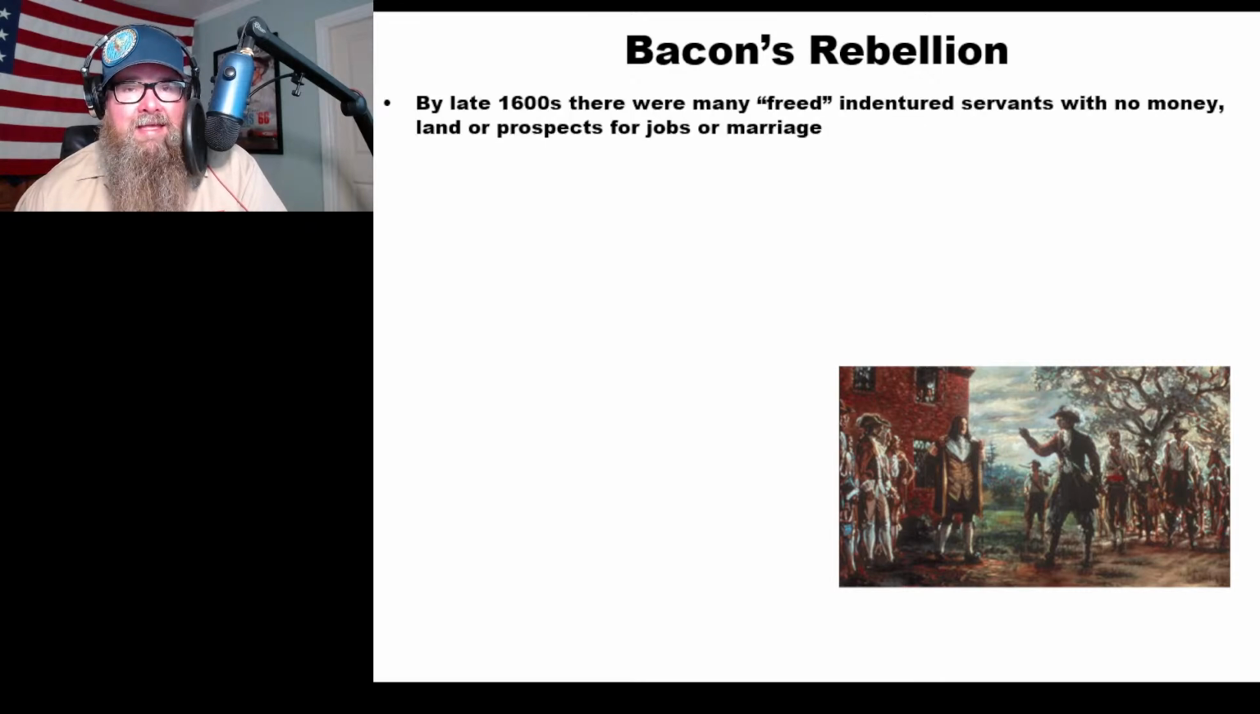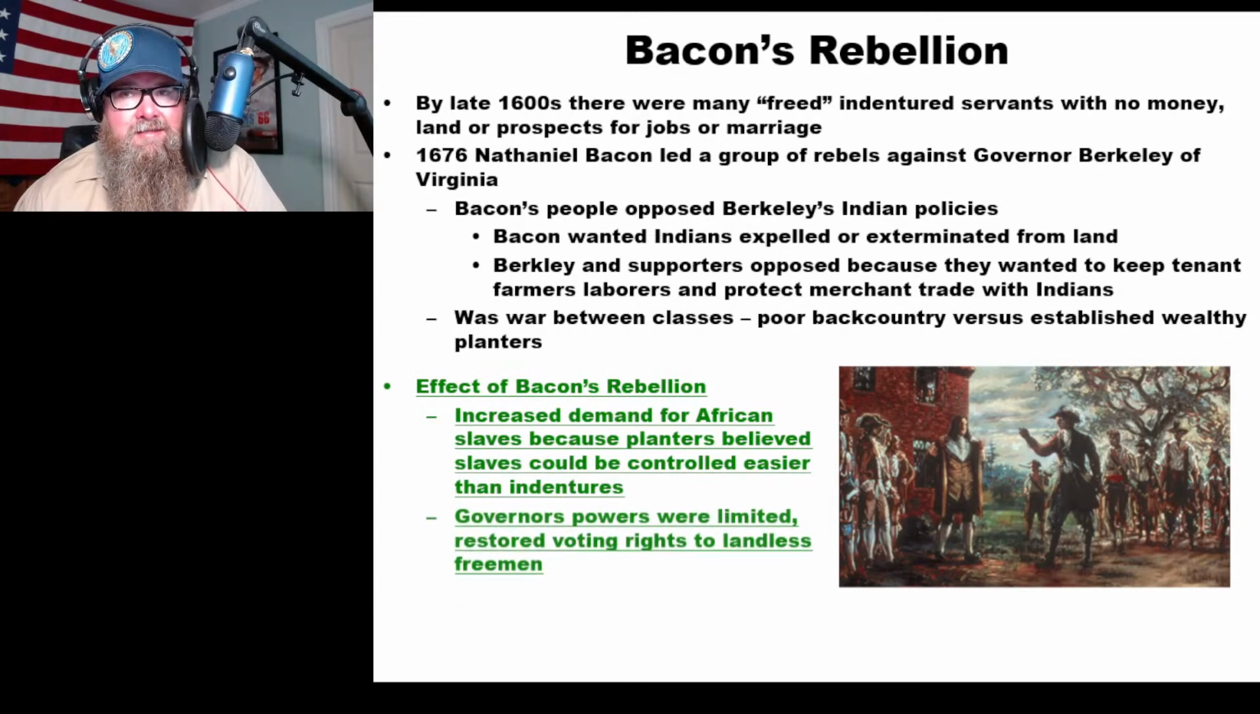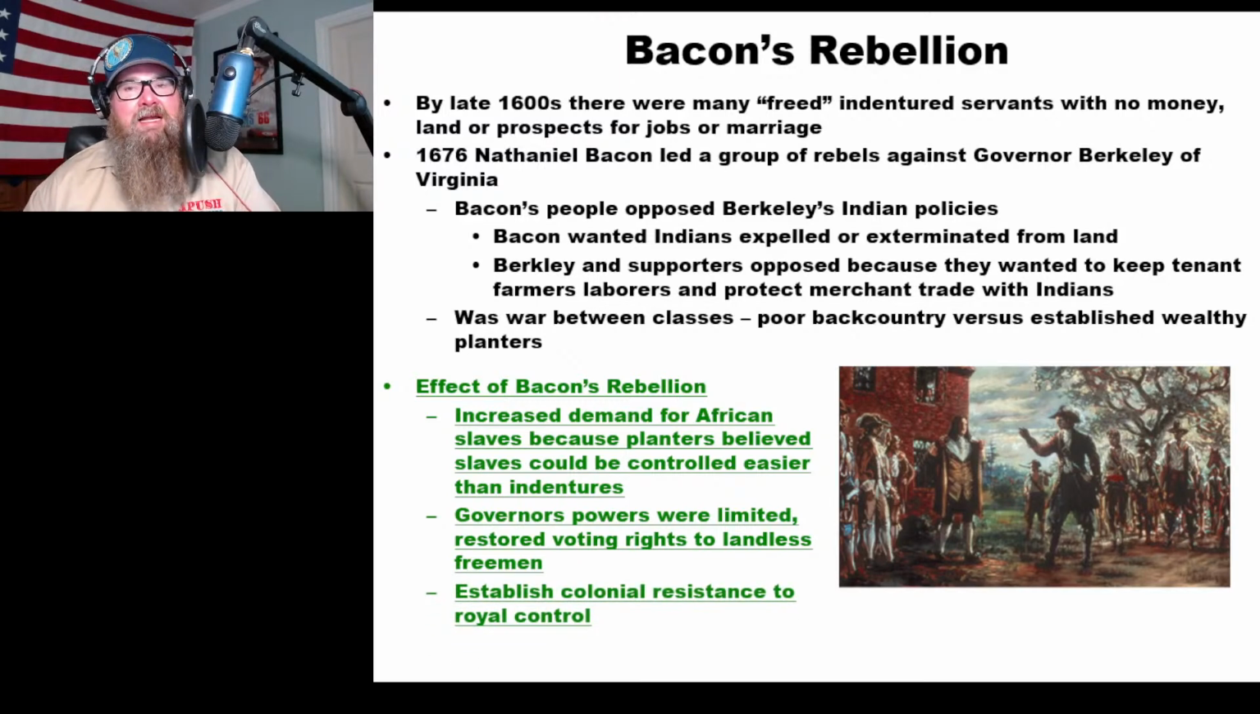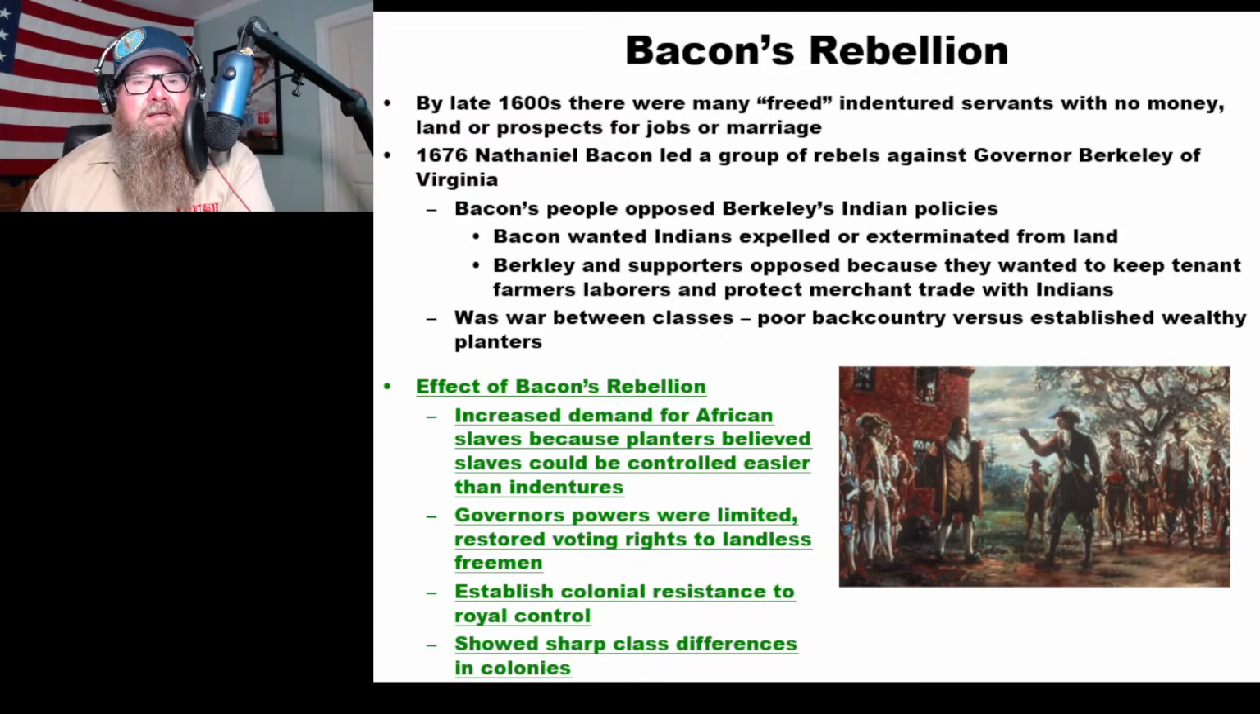This is Nathaniel Bacon, who was an indentured servant. Okay? And what he decided to do was, because the governor of Jamestown was preferring to trade with the natives in their very lucrative pelt business, furs, okay? Animal furs. And they made tons and tons of money on that. Well, they worked with the Native Americans more than they worked with the former indentured servants.